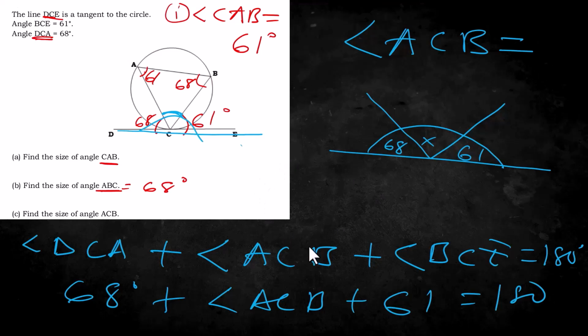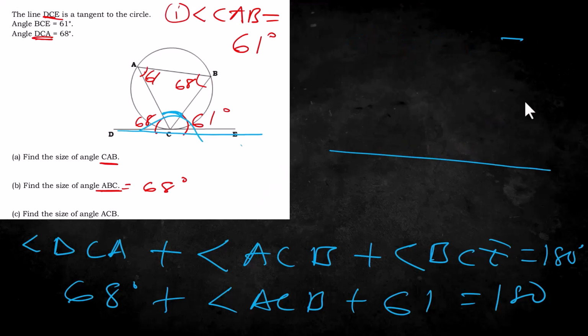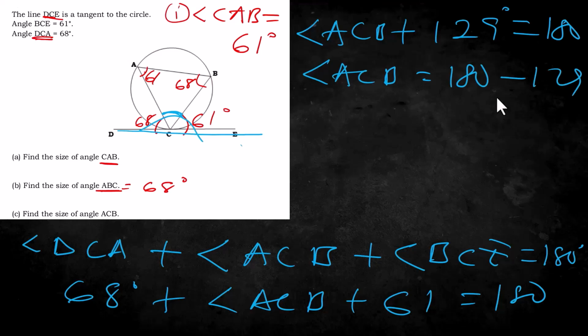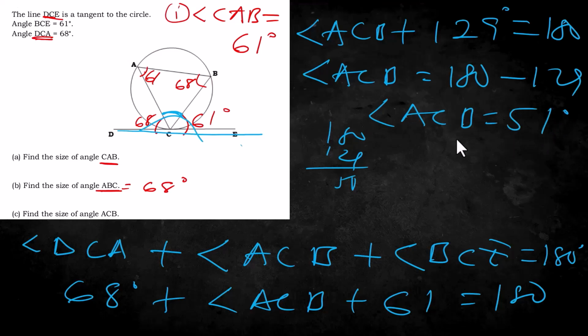So we have 129 plus angle ACB equals 180. So angle ACB is 180 minus 129, which is 51. So we have angle ACB as 51 degrees. Okay, so 51. All right, so this side is 51.